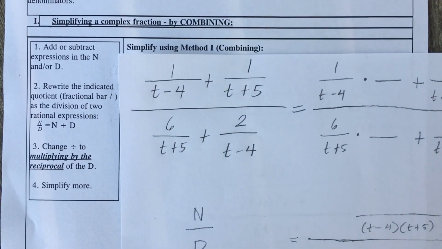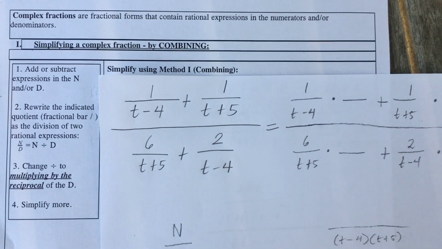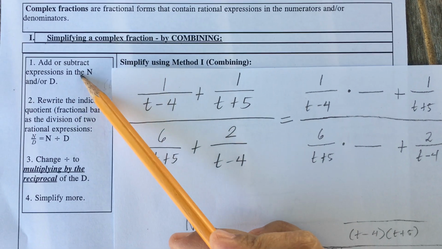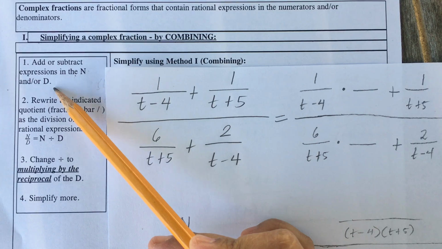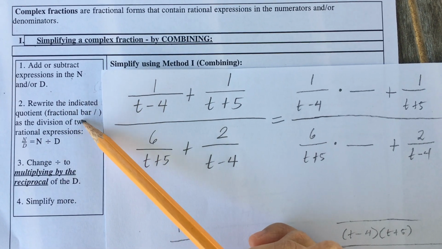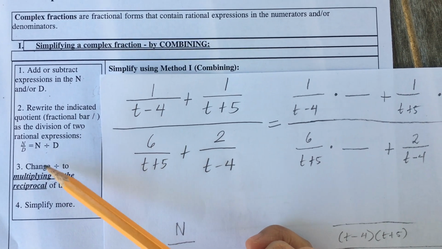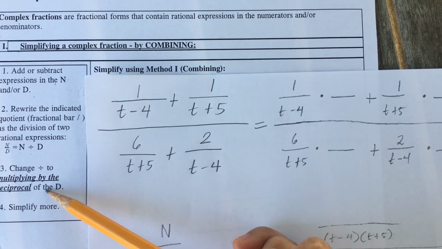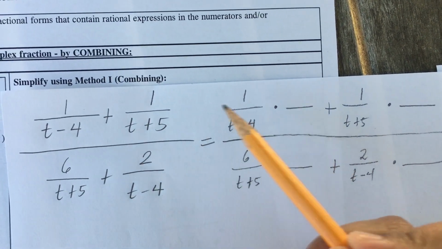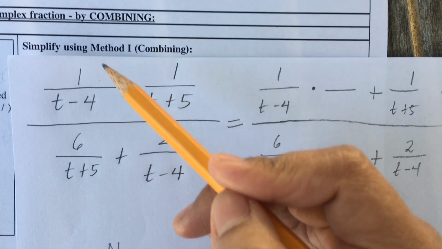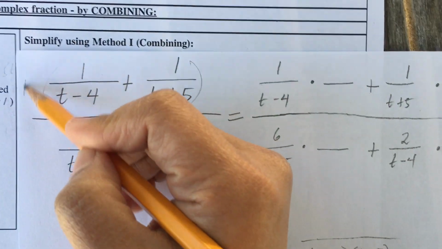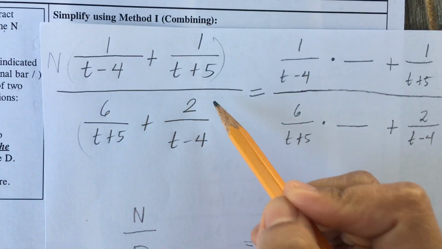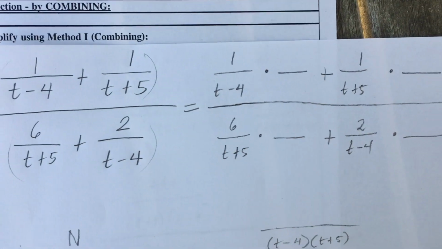So let's start first with this example. The steps include adding and subtracting expressions in the numerator and denominator, and then we're going to change that into division that turns into multiplication. So what I'm going to do, this is the whole numerator. If you notice, that whole thing is the numerator and this whole thing is the denominator. So we want to combine them.